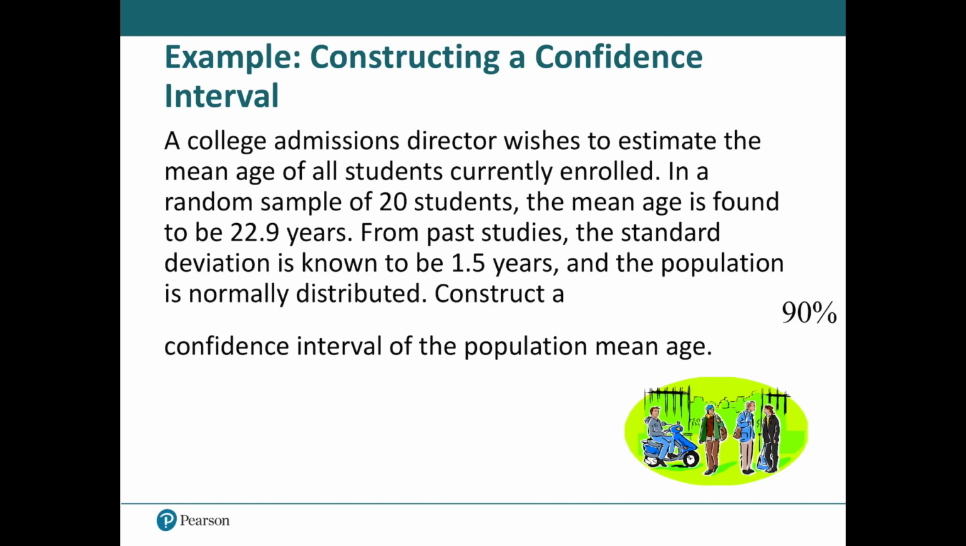And we got normality on top of that once we got past 30. Here's another example. A college admissions director wishes to estimate the mean age of all students currently enrolled. Now this time they have a sample of only 20 students, and the mean age is found to be 22.9 years. From past studies, the standard deviation is known to be 1.5 years.